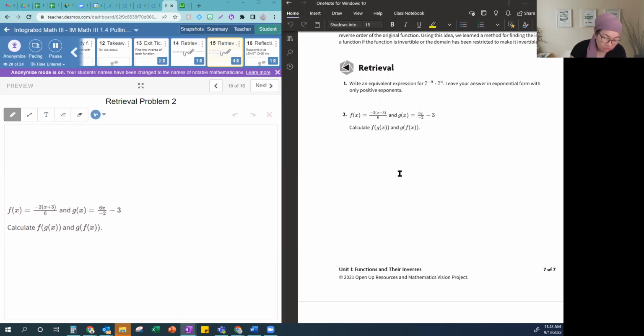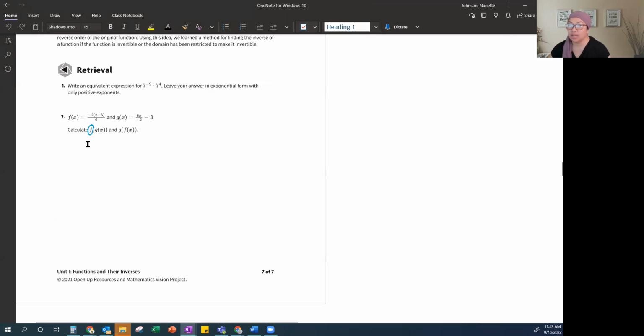So if I'm checking f of g, f is my outside function. Because f is my outside function, I'm going to copy f first and then leave a little blank for my x, right? So big -2 parentheses plus 3 close over 6. So Ms. Johnson, why did you add this extra set of parentheses inside? Because that's where I'm going to put my g of x. So I'm going to take him and plop him right in here. And so I get 6x over -2 minus 3.